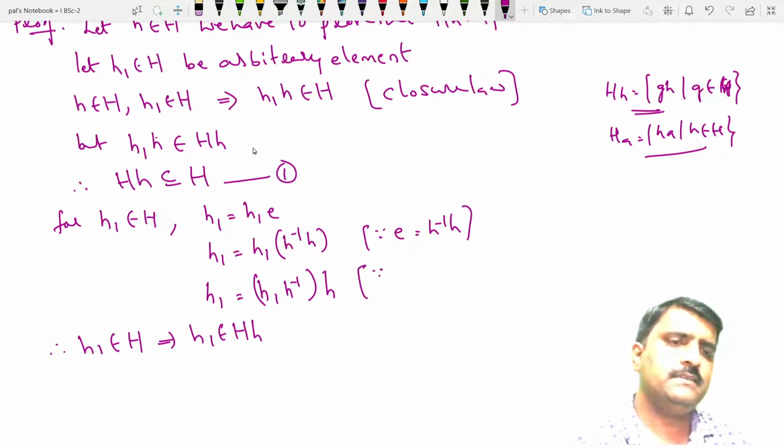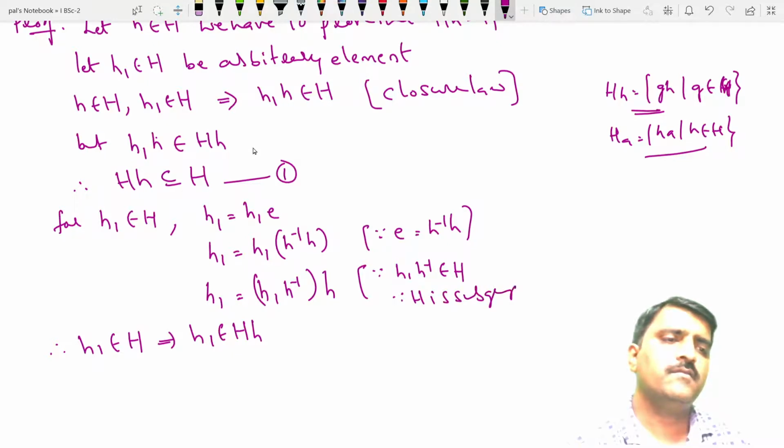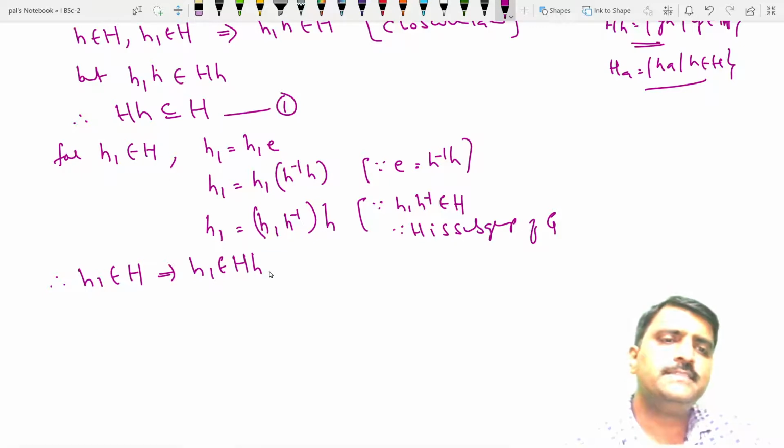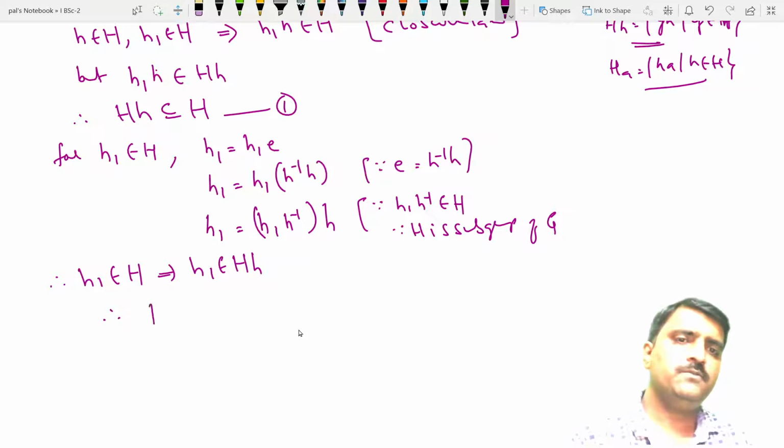this is because h1 into h inverse belongs to H, because H is a subgroup of G. Okay, we have proved that what was in H is also in HH. That means whatever elements belong to H, all those elements are elements of HH. So if all the elements of this set are in this, then this set H is a subset of HH. So therefore H is a subset of or equal to HH.